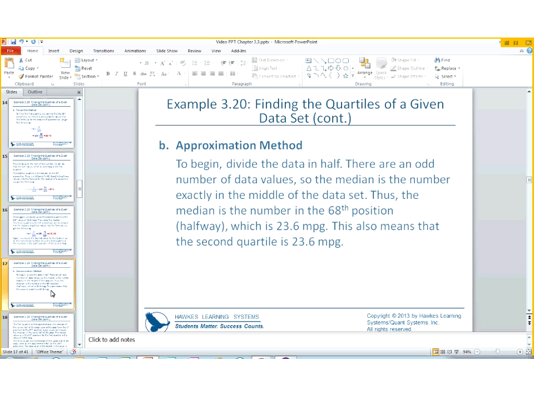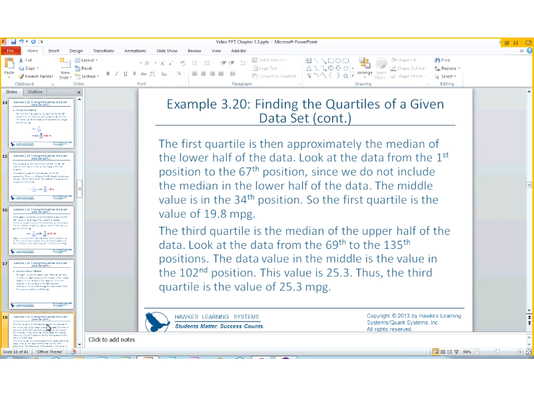Now, there's the approximation method, and that's where you divide the data in half. If it's an odd number of data values, the median is the number in the middle. So for this one, because we have an odd number of values, the median is in the 68th position, which is 23.6. That also means the second quartile is 23.6, because the median is the second quartile.